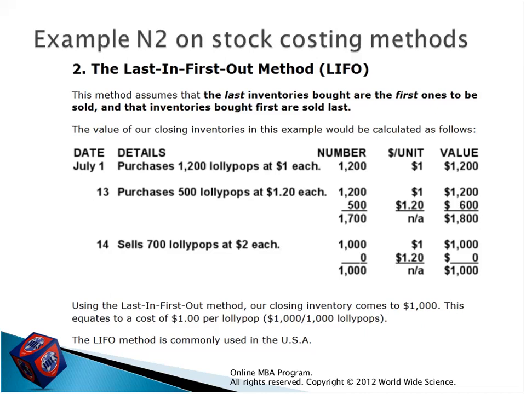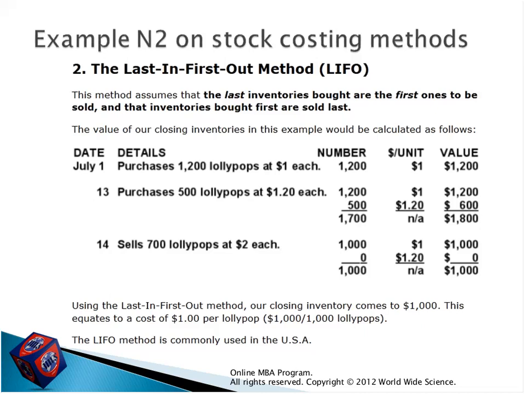So firstly, Miss Shepherd is selling 700 lollipops, right? But if she used the LIFO method to value her inventories, she must take these 700 lollipops from the second purchase, the latest purchase. If the second purchase is not enough, the rest should be taken from the first one.